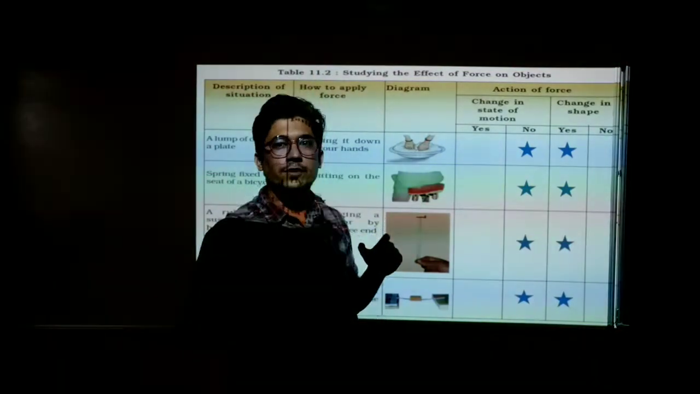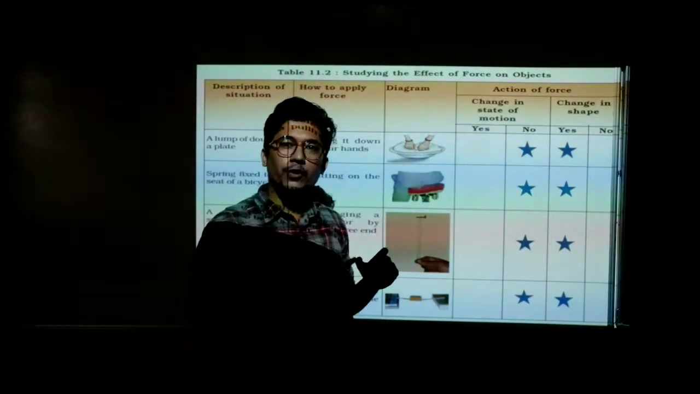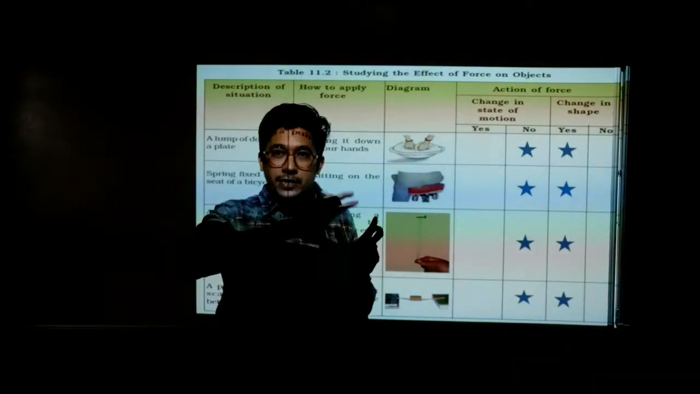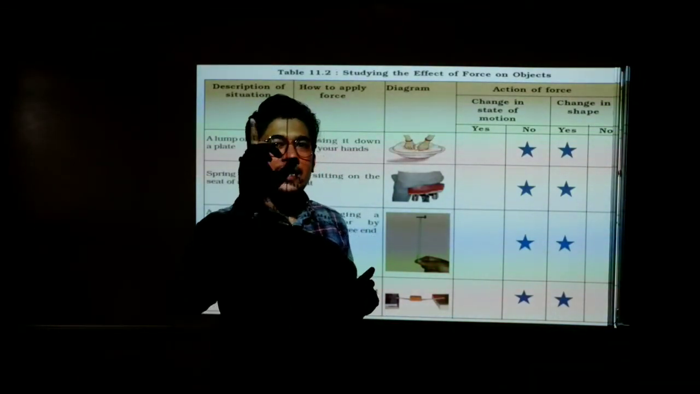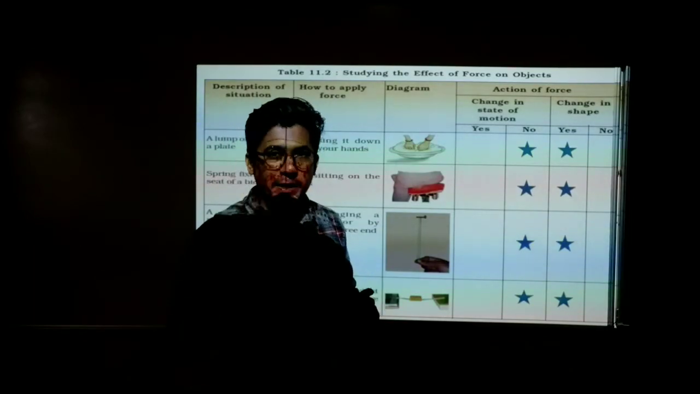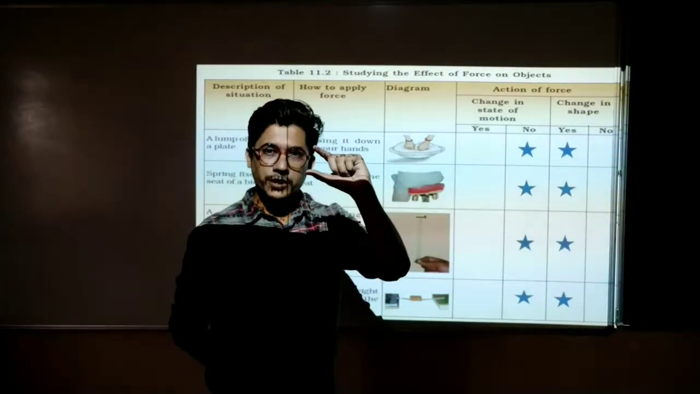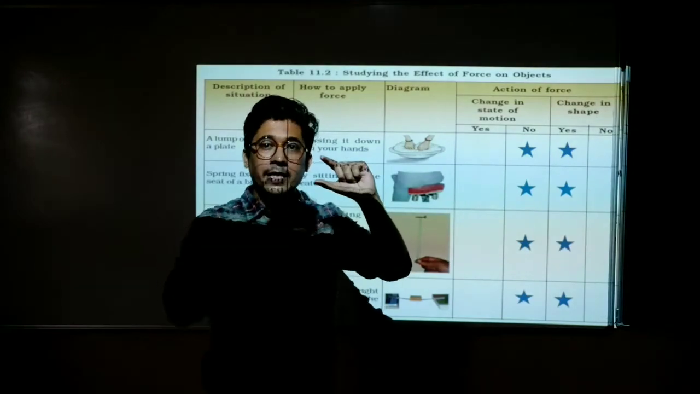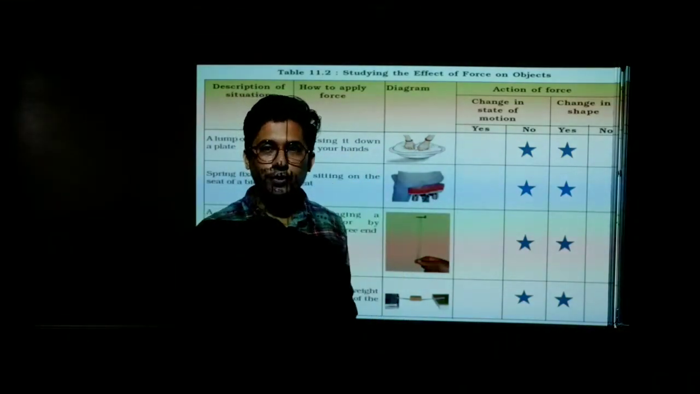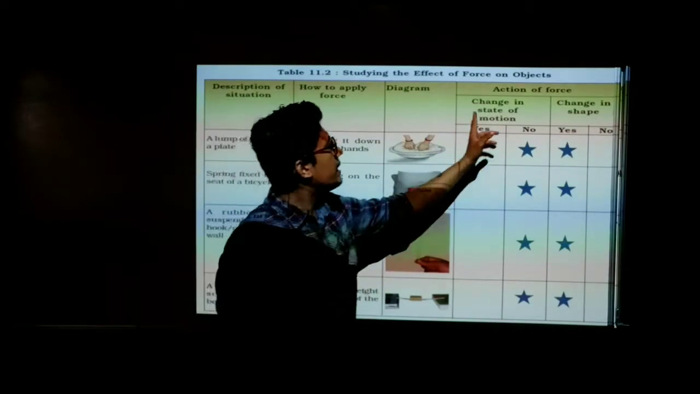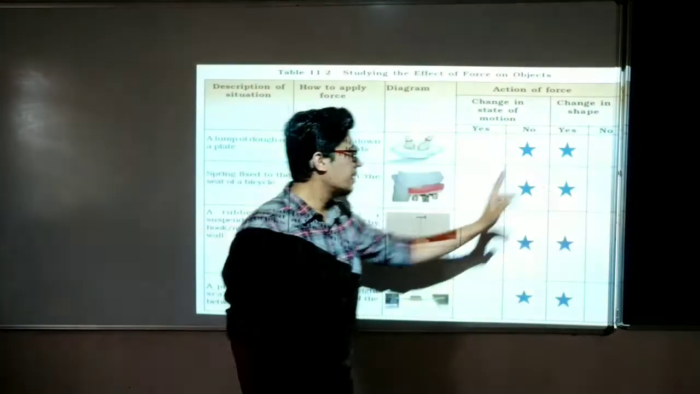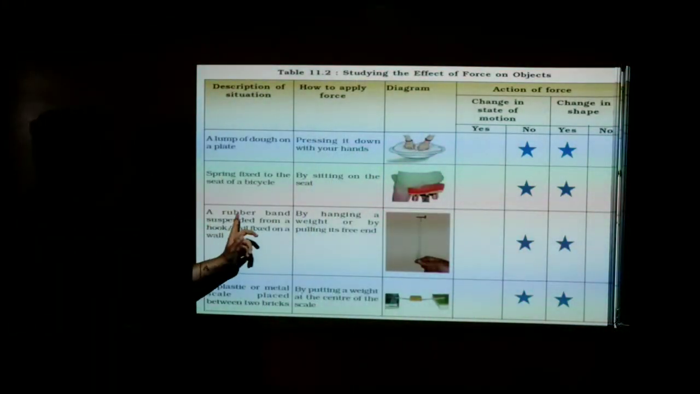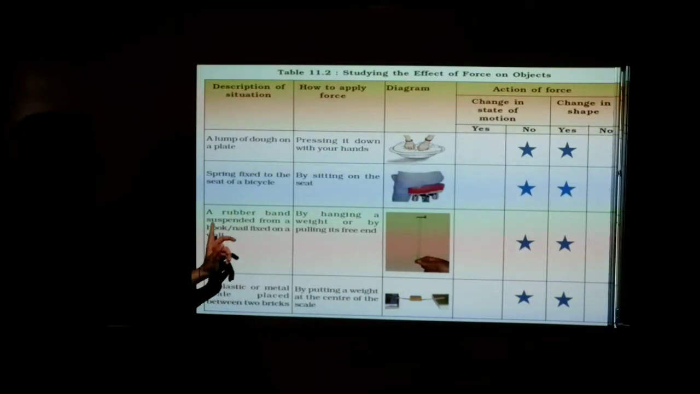So here, is there a change of state of motion of the seat? Is the seat running away from somewhere? No. The seat is there only, but when you sit on the seat of a bicycle, there is a change of shape of the spring. Initially the spring was expanded, and after you sit on the seat, the spring is compressed. Yes or no? Okay. So is there a change in state of motion? No. Is there a change in shape? Yes.